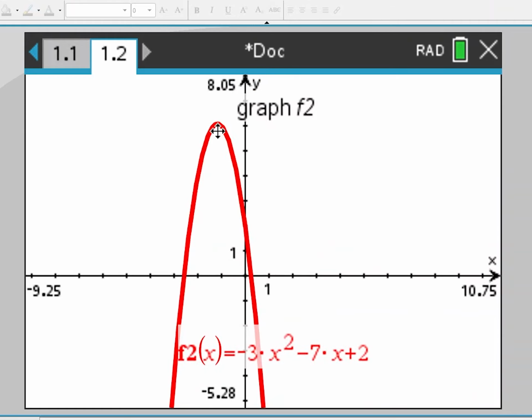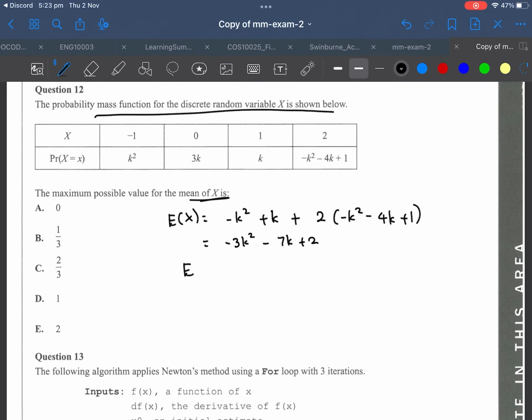As you can see, our maximum point is going to be when k is negative. So we can't use that. Instead, we have to use k equals 0, because probability can be 0. So the maximum value of k here in this case would be k equals 0. So if I say E of x, given that k equals 0, that would just give us 2. So I think the maximum mean will be 2. So the answer is going to be E.